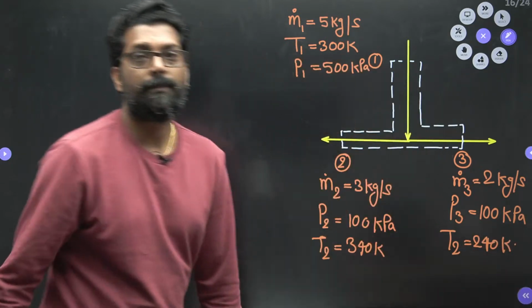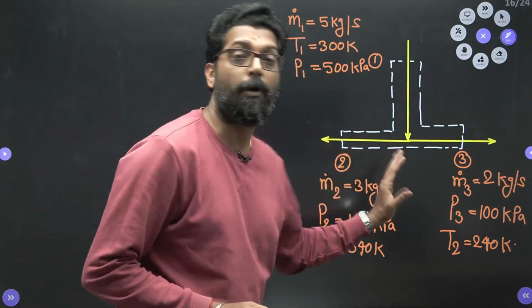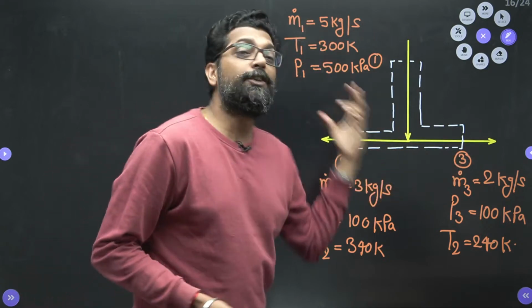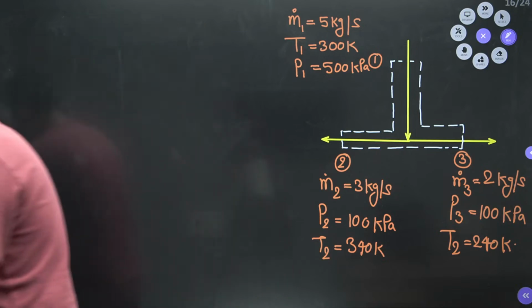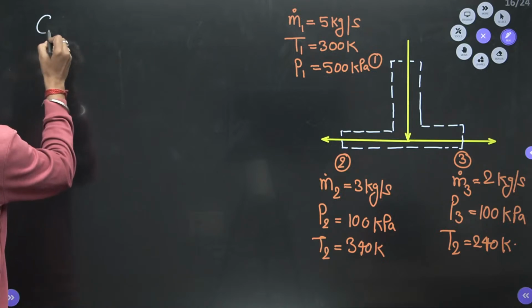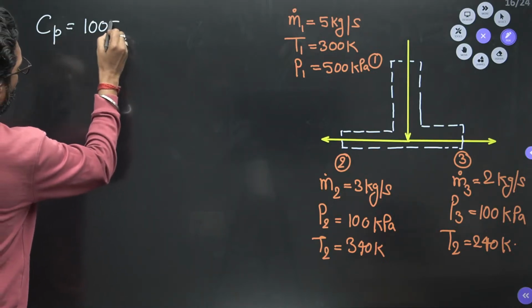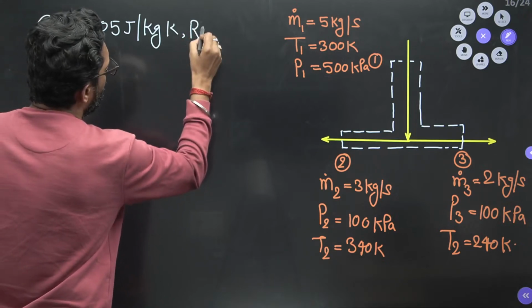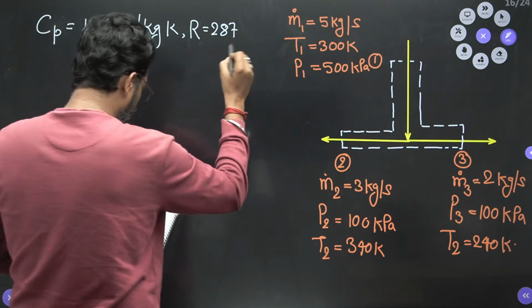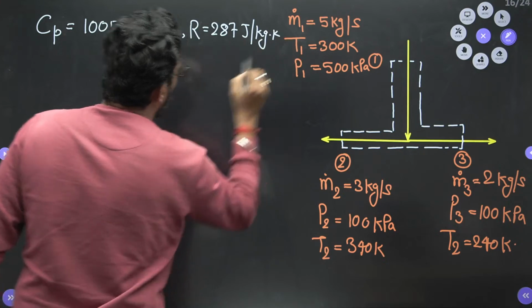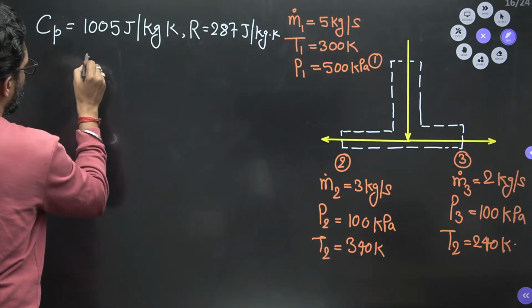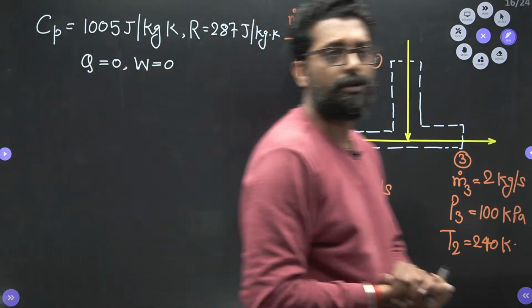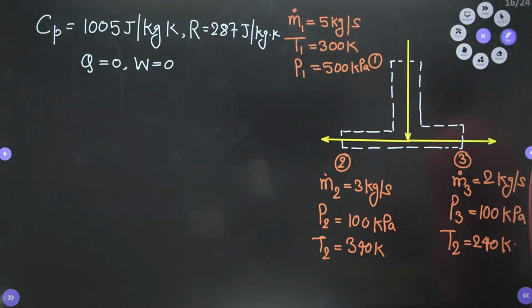This is a very good problem in the entropy generation chapter. During this situation, what is the entropy generation of the system? Cp is given as 1005 joule per kg Kelvin, and the R value is given as 287 joule per kg Kelvin. It is also given that the device is adiabatic, that means no heat transfer and no work transfer.